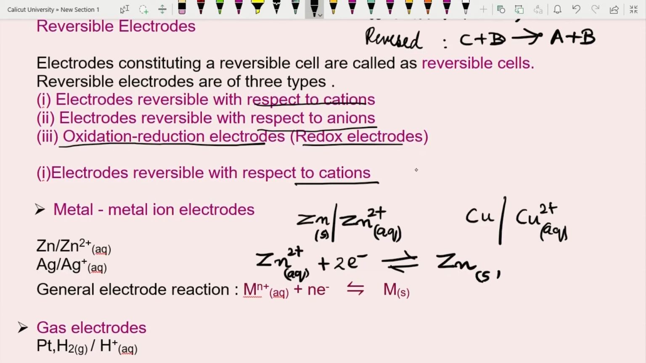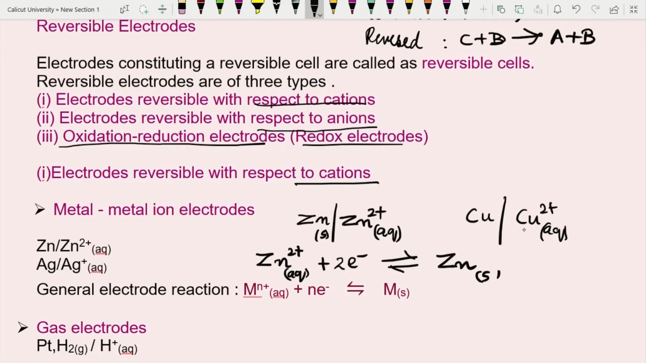In a similar manner, if I have to write the electrode reaction for copper metal in contact with copper ion solution, here again reduction form, we know that copper 2 plus is in the oxidized form. So, I have to take copper 2 plus in the aqueous state, which will take up 2 electrons, then form copper solid. So, this is the electrode reaction for a copper metal electrode.